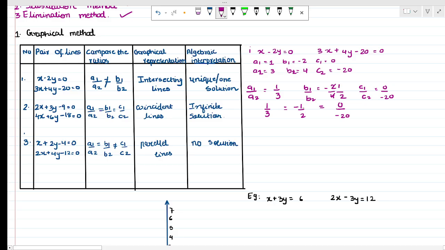Is a1 upon a2 equal to b1 upon b2? No, it is not equal. So that means a1 upon a2 is not equal to b1 upon b2, neither is it equal to c1 upon c2.